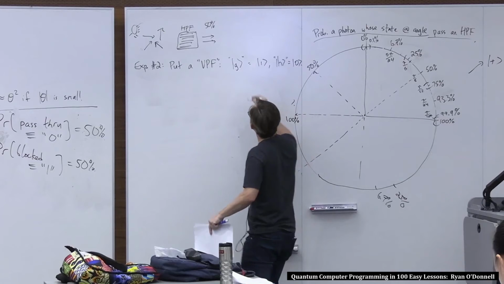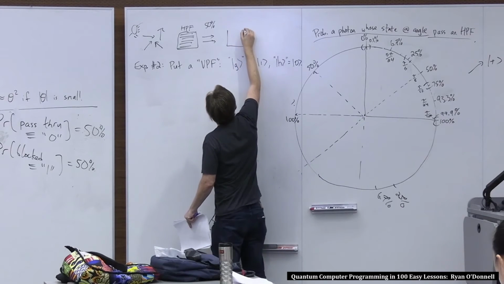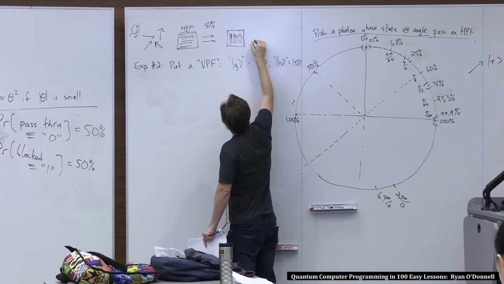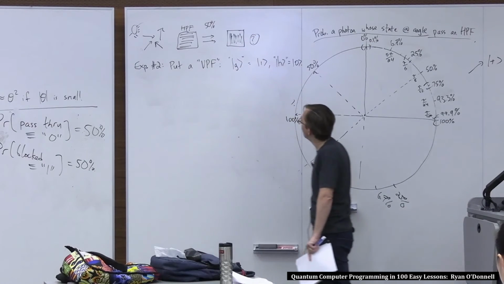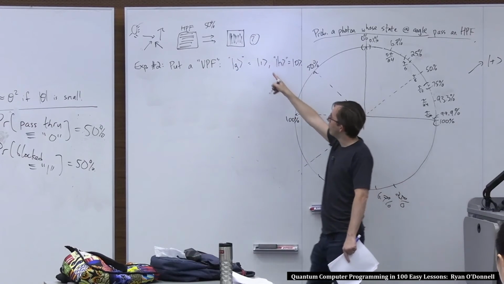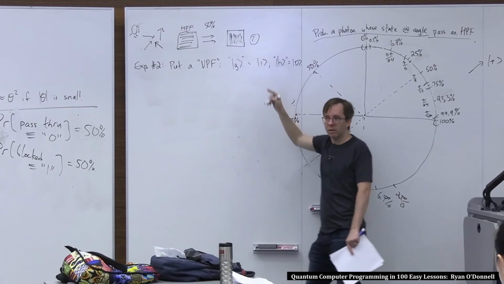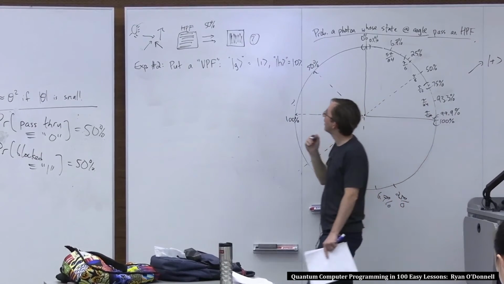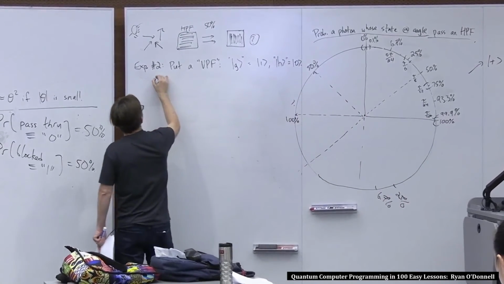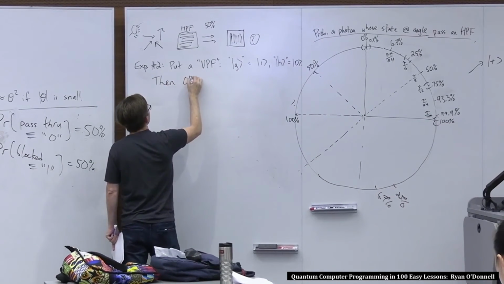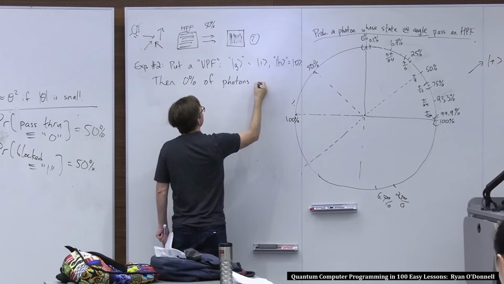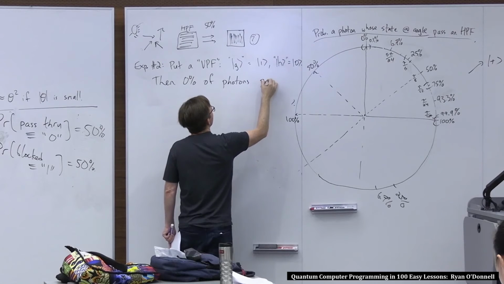So say I do that. I put this vertically polarizing filter here, which I can depict like this. And then I ask, what's going on here? What fraction of the photons make it to here? Yeah, that's right. Then 0% of the photons come through. I mean, make it all the way through.